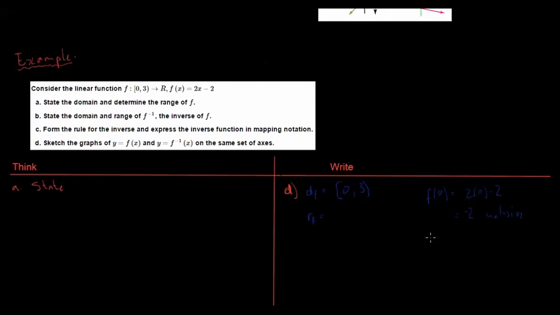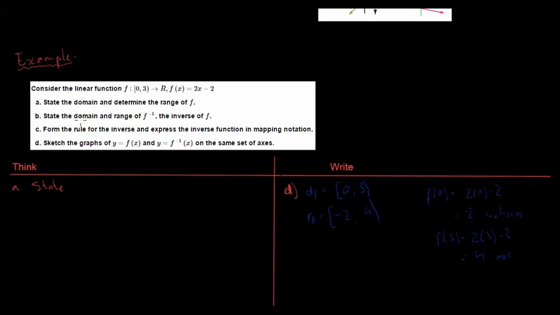To find the other one, we need to say f(3). So 2 times 3 take away 2, which is 6 take away 2, which is equal to 4. And that's going to be exclusive, or an open bracket. So therefore our range is going to be from negative 2 to 4. And that bracket maps to that bracket, this bracket to that bracket.